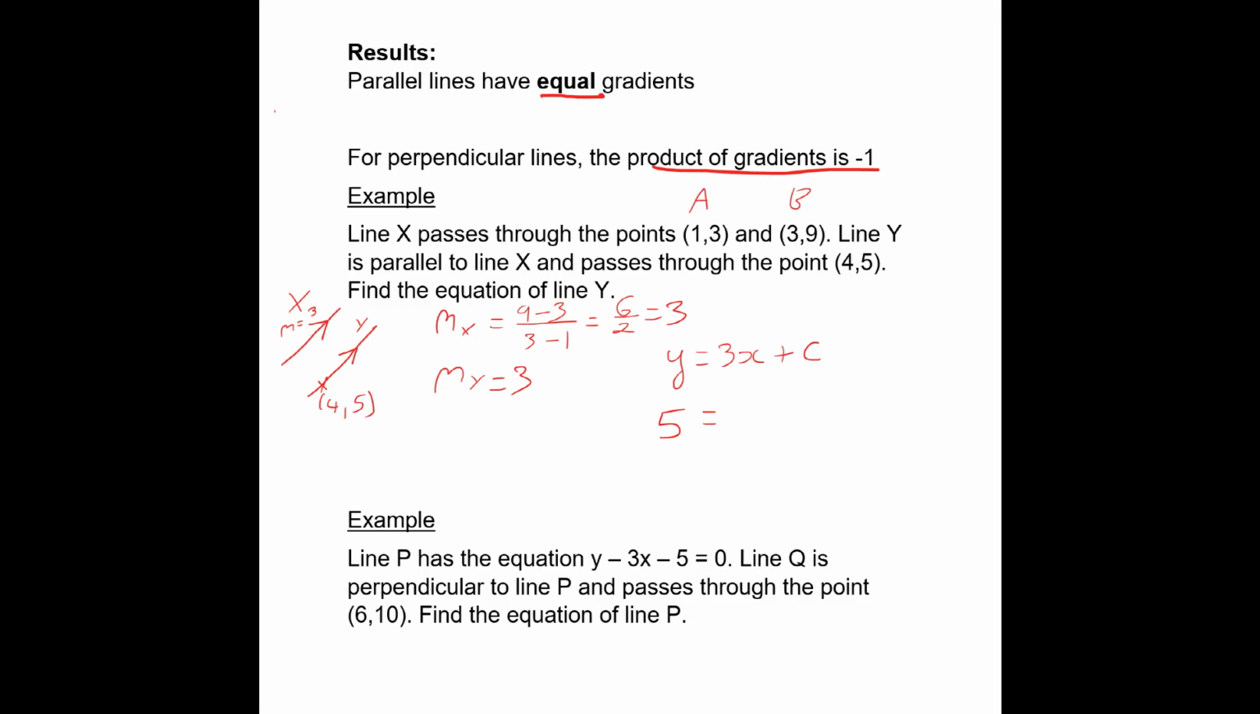4. So I can say 5 equals 3 times 4 plus c. So 5 equals 12 plus c, and to get c on its own, I subtract 12 from both sides, which will give me minus 7 for c. So therefore, the equation of y is y equals 3x take away 7.